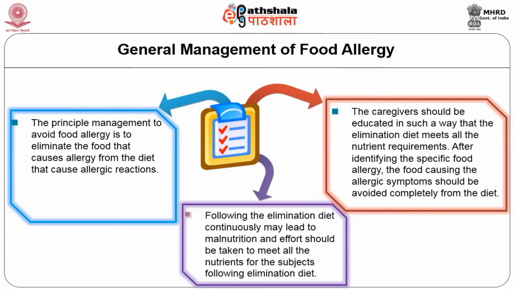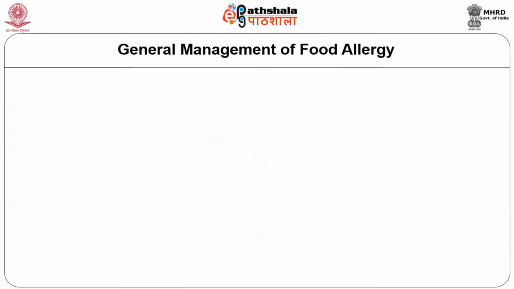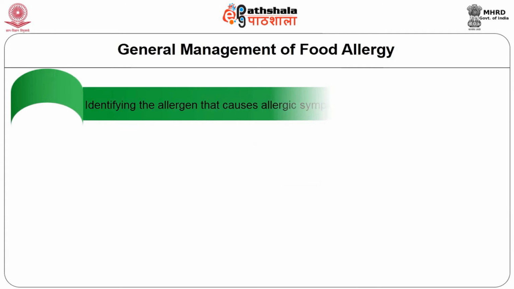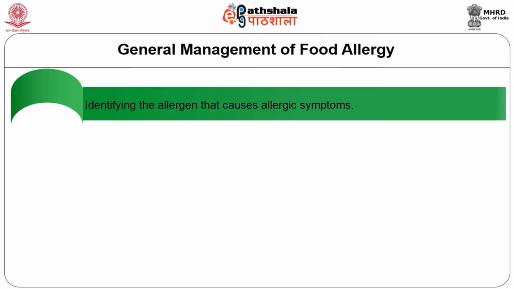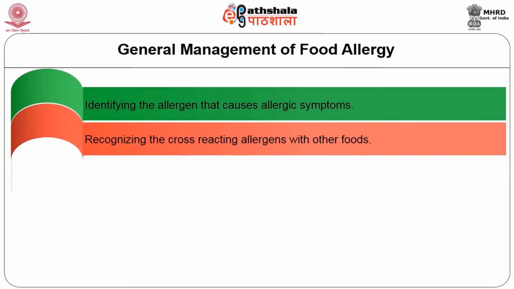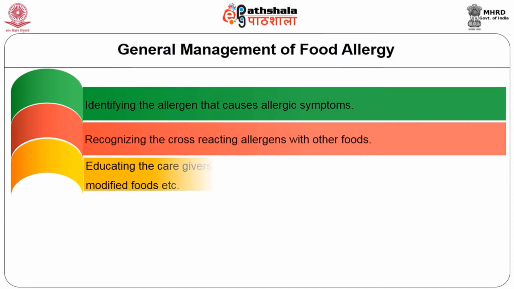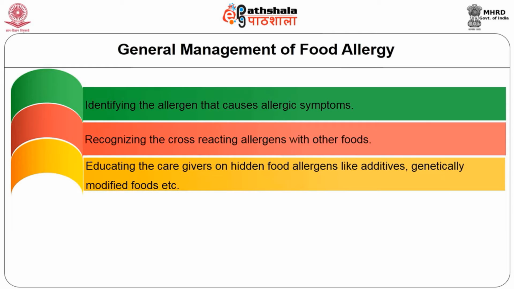After identifying a specific food allergy, the food causing the allergic symptoms should be avoided completely from the diet. Successful avoidance of food allergens is based on the following criteria. Let us see the criteria. That is, identifying the allergen that causes the allergic symptom, recognizing the cross-reacting allergens with other foods, educating the caregivers on hidden food allergens like additives, genetically modified foods, etc.